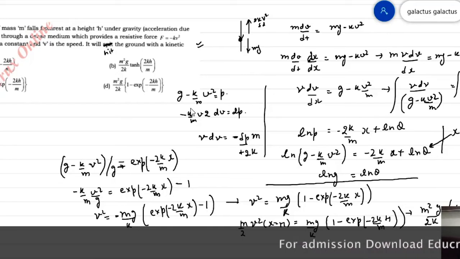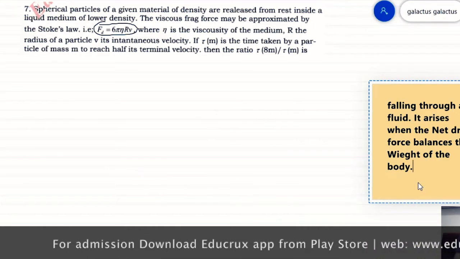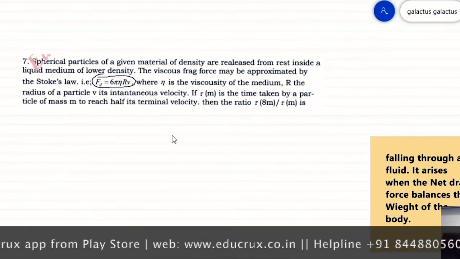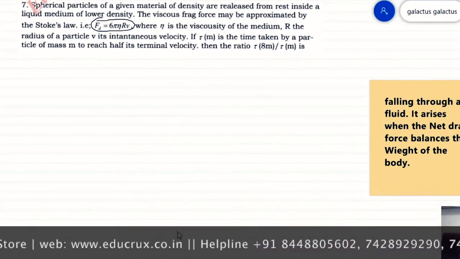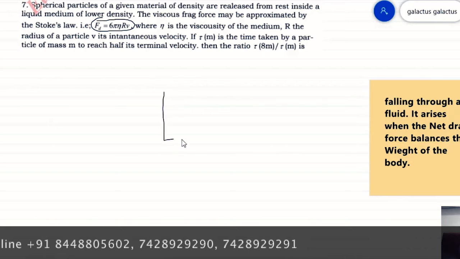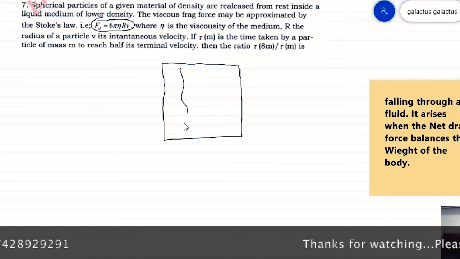So this is how we will solve question number 6. So let us now start question number 7. In question number 7, we are given a spherical particle of mass m and 8m that is falling through a fluid.